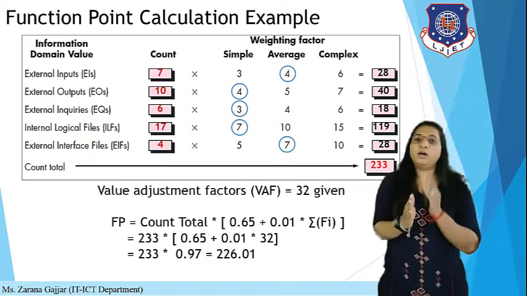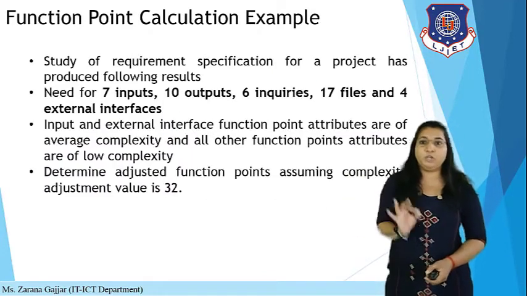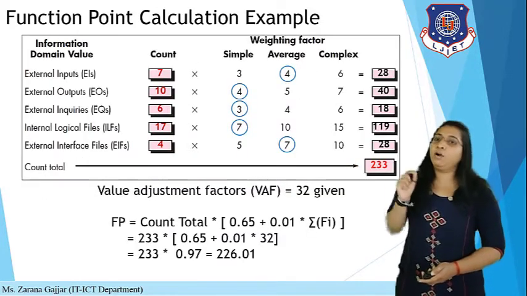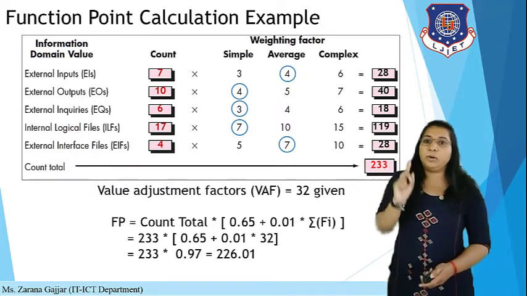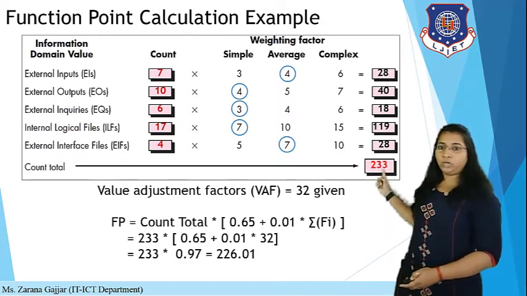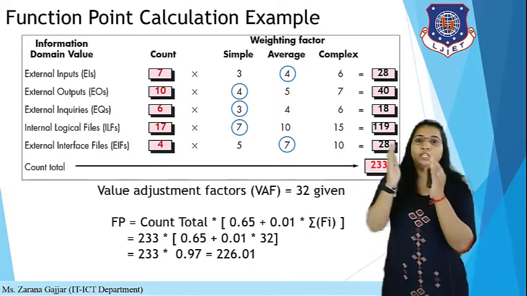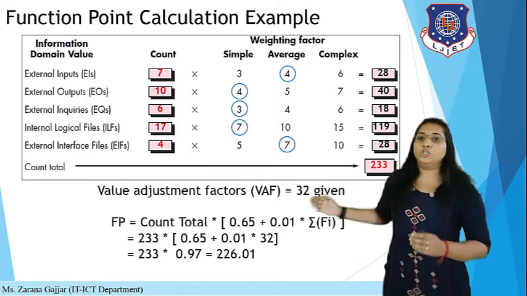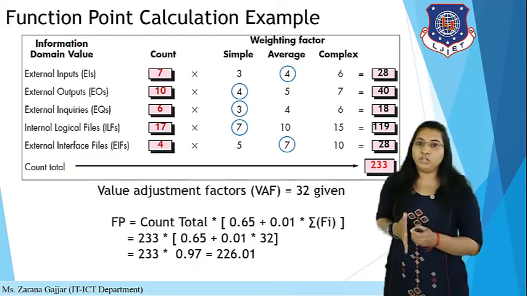Now put this value into the formula. They have already mentioned in the question to determine the adjustment function point assuming complexity adjustment value is 32. So VAF equal to 32 is already given. So FP equals count total multiplied by (0.65 plus 0.01 into the summation of Fi). The count total is 233 and the value adjustment factor is already given, that is 32. So put all the values into the formula and you will be able to calculate the overall function point value. So the answer is 226.01. Okay, so that's all for the function point.